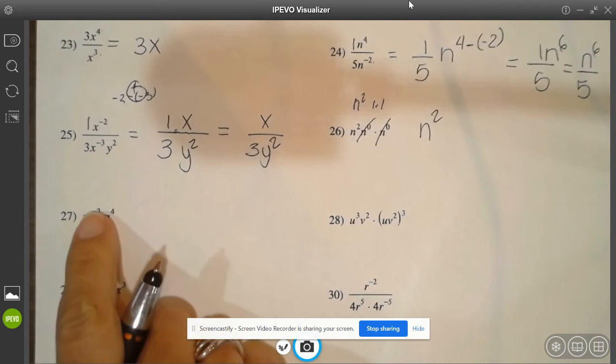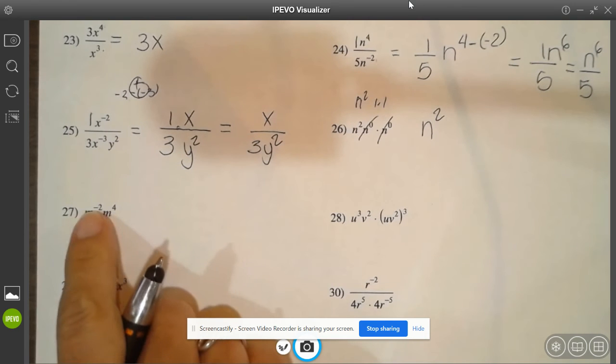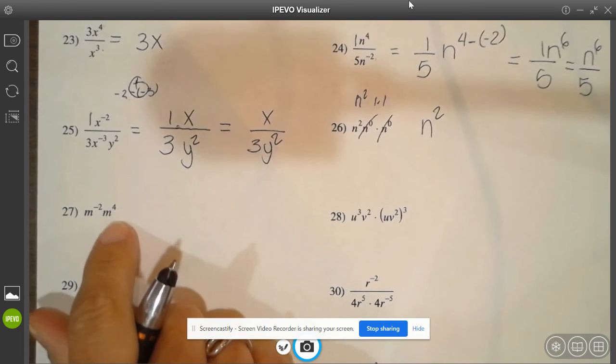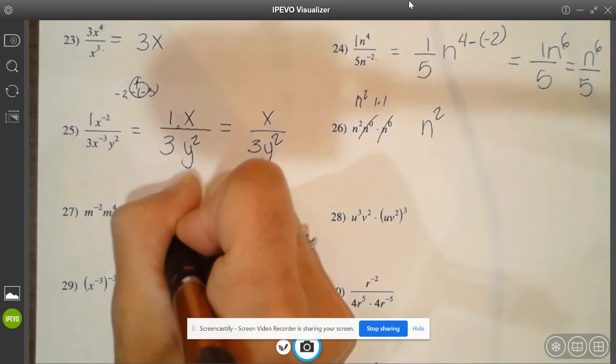Okay? Here you're multiplying, so you're adding the exponent. So that's -2 plus 4. And then your answer is m squared.